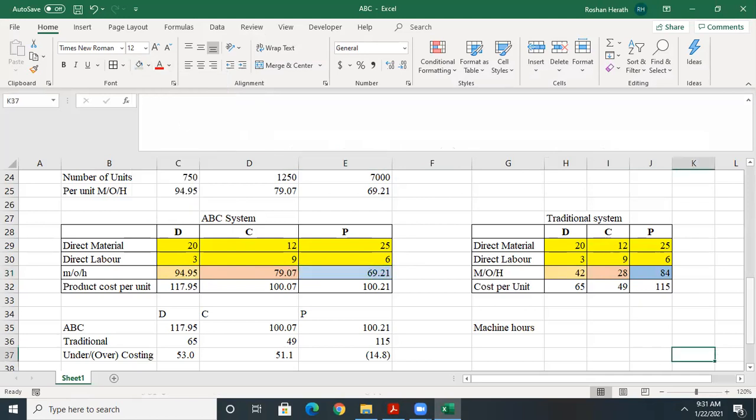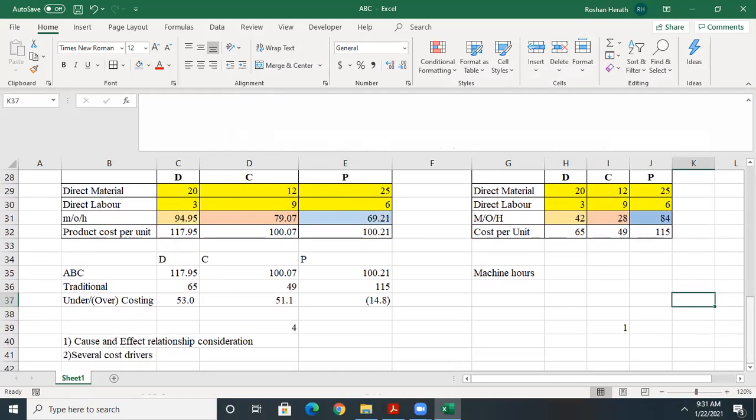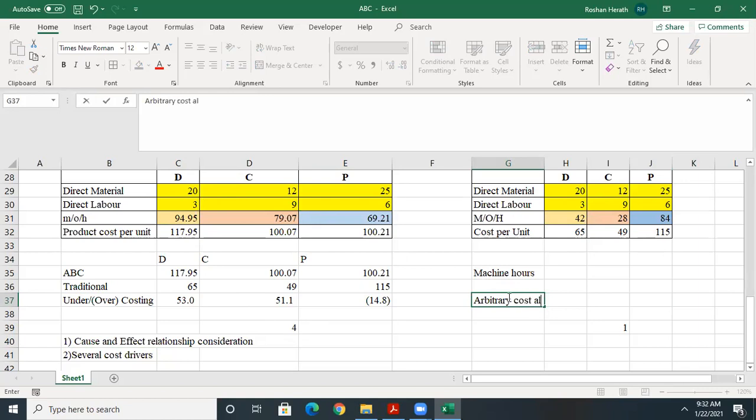Now you should witness why these costs are different, because here we believe the cost is driven by one cost driver, whereas in the ABC system the cost is driven by several cost drivers. And also here we focus on the cause and effect relationship. Here we believe in arbitrary, or it results in arbitrary cost allocation. So that's the end result.